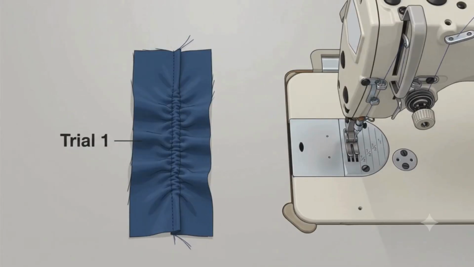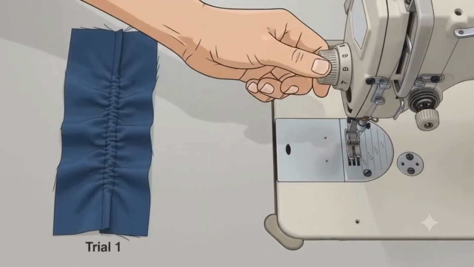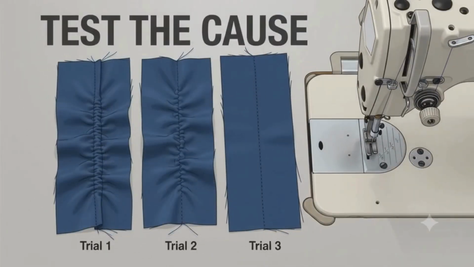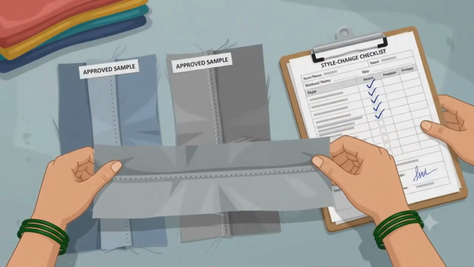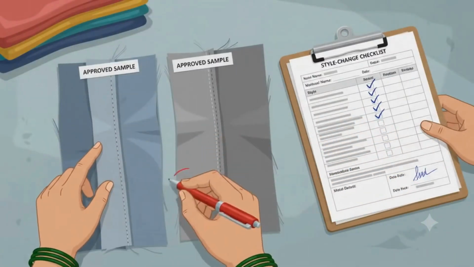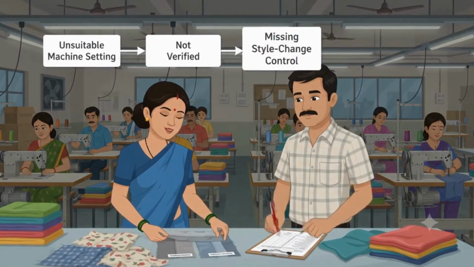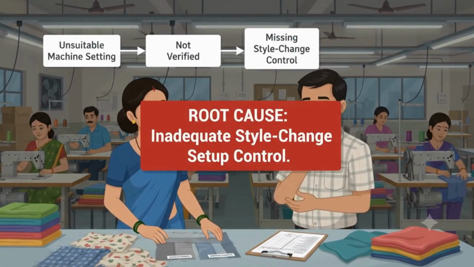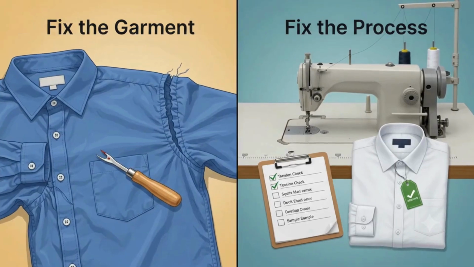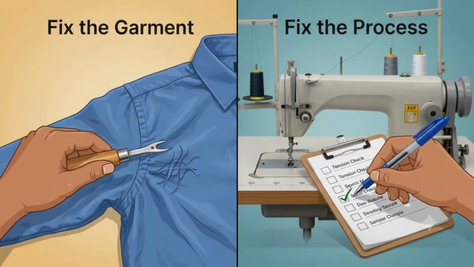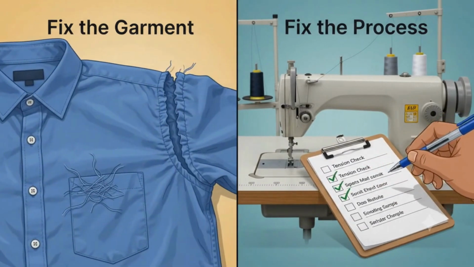Trial seams show that reducing thread tension improves seam appearance and removes the visible puckering. The evidence confirms an unsuitable machine setting, while missing setup verification reveals the deeper process root cause. Correcting the current garments and correcting the process are not the same activity.